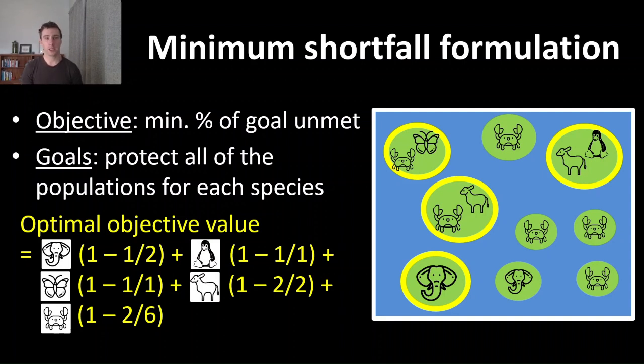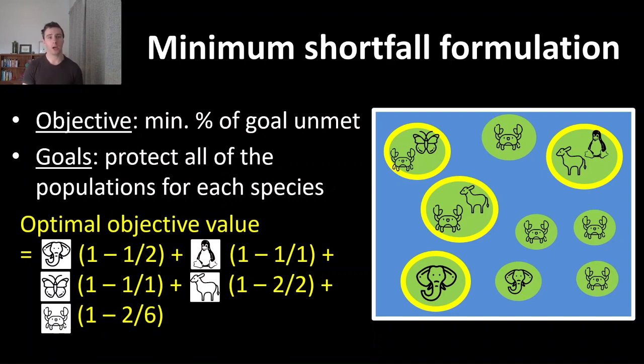When calculating the objective value for this particular solution, what we do is we calculate the percentage of the goal for each species or feature that is not met and then sum them together. For example, for the elephants, we've got 1 of 2 populations. So we can calculate that we've met half of the goal, so 1/2, and then to calculate the percentage of the goal that is not met, we do 1 minus that number.